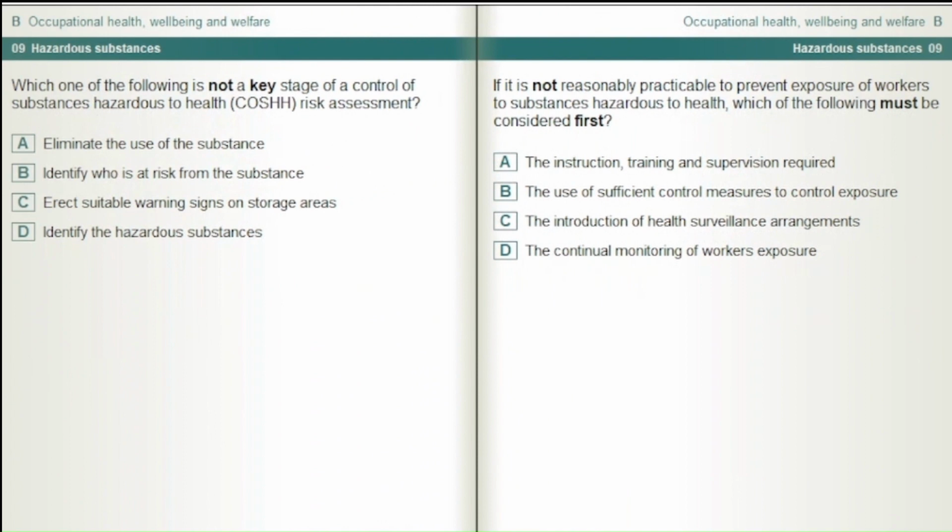Which one of the following is not a key stage of a Control of Substances Hazardous to Health, COSHH, risk assessment? Eliminate the use of the substance. Identify who is at risk from the substance. Erect suitable warning signs on storage areas. Identify the hazardous substances.